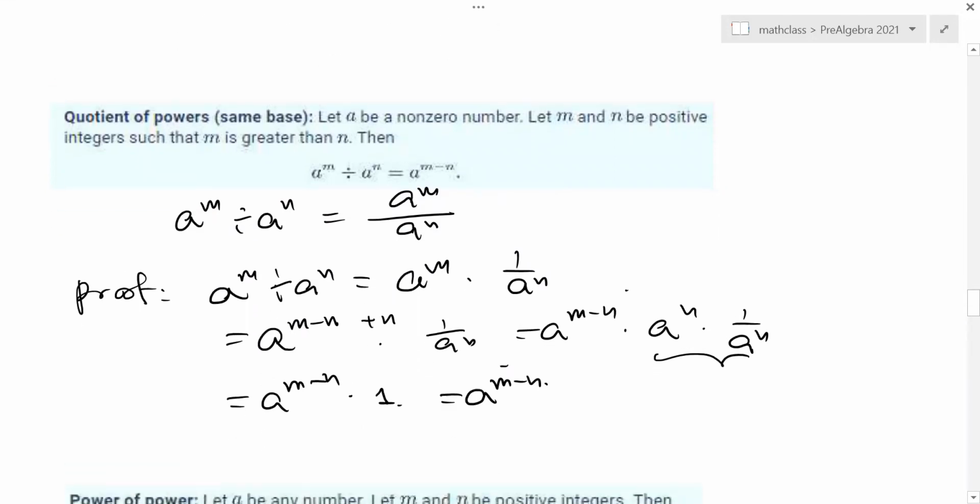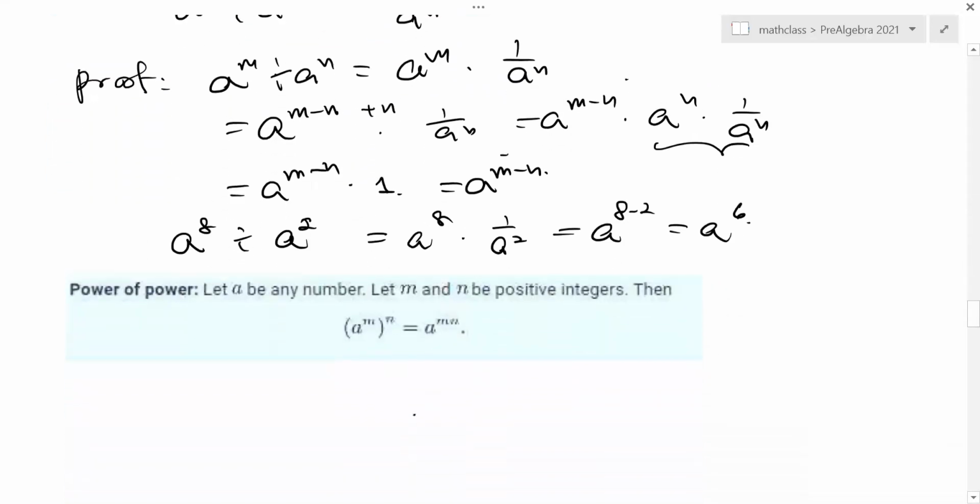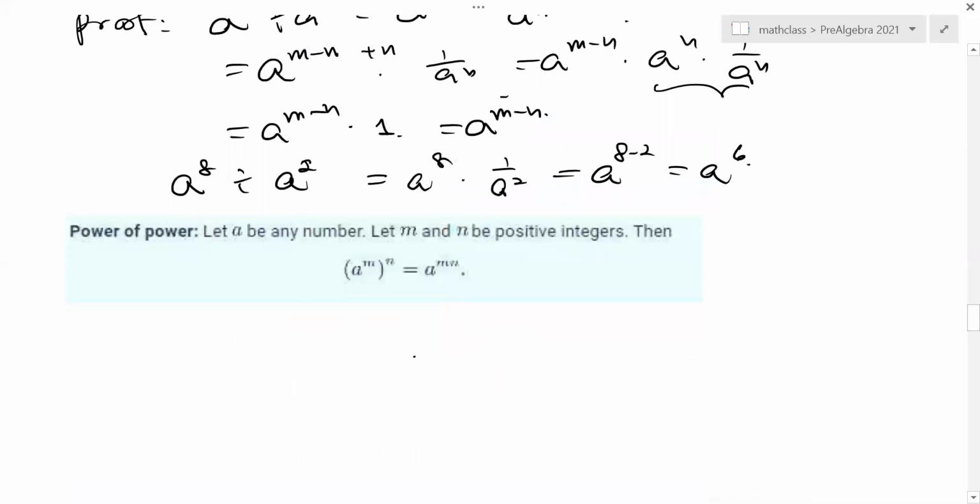All right. Take a look at the example. a to the 8th divided by a squared. If we understand this as the product of those two, that's going to be a to the 8 minus 2. So you can express that as a to the power of 6. Okay. And now the next formula is not trivial.